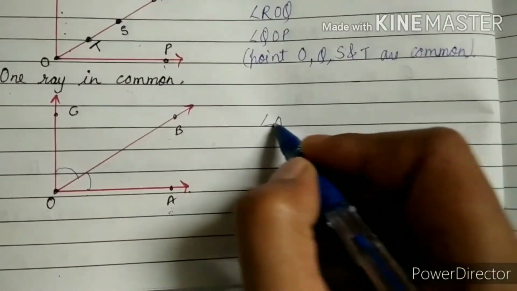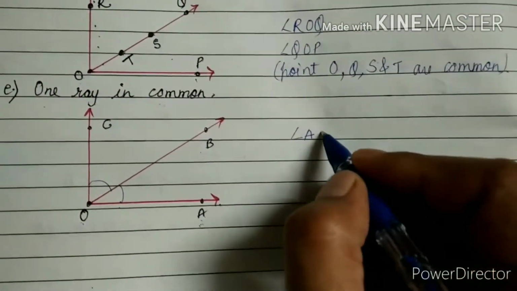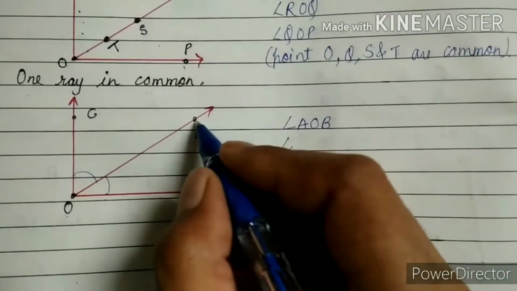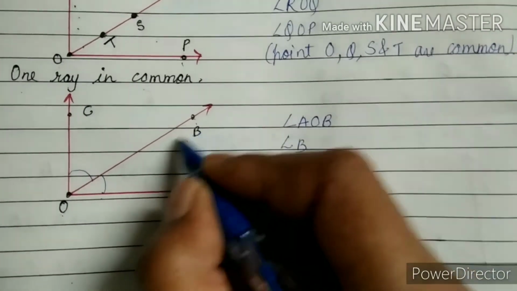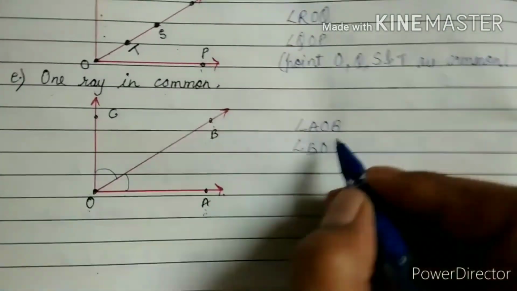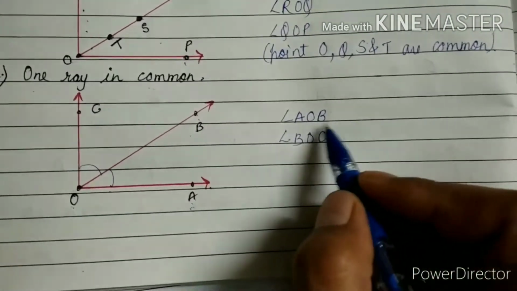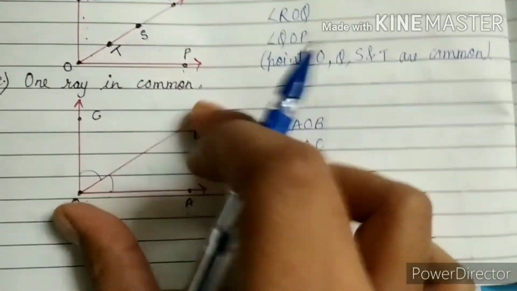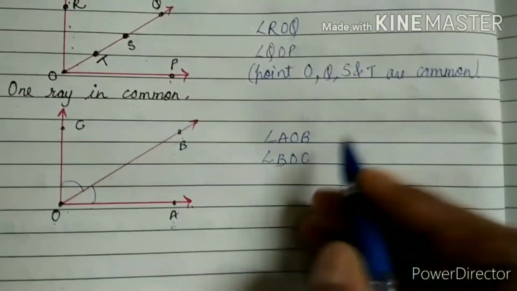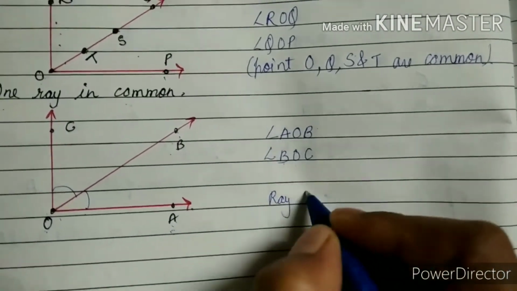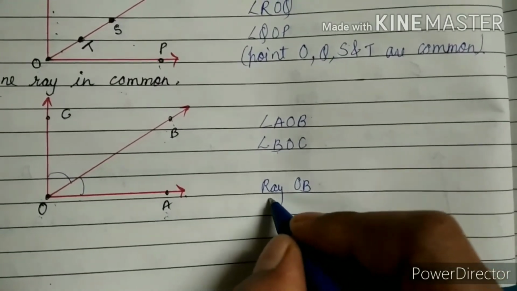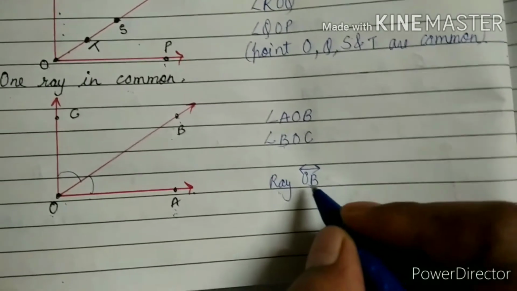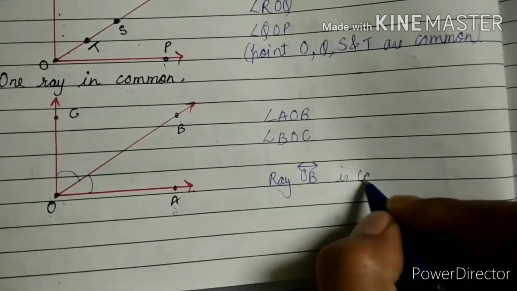So from A, if you are moving from A, who will come? O, then who will come? B. For the next angle, if you are starting from B, who will come? O, then who will come? C. So as you can see, 2 points are coming, O and B, and O and B are on the same ray. So ray OB, if we write the ray name here, at that time we have to put a both-sided arrow. Ray OB is common.